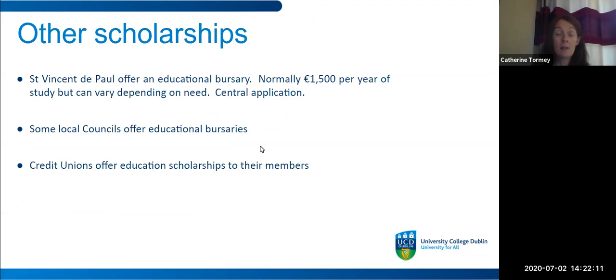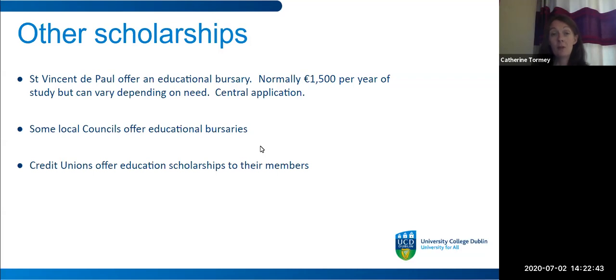So the other scholarships that our students do avail of, the St. Vincent de Paul offer a number of educational bursaries every year, and they normally are around €1,500 per year of the program. And they have a central application system, and students whose family are already linked in with St. Vincent de Paul really should contact their chapter, or have a look on the St. Vincent de Paul website for more information about those scholarships, which are really worthwhile.